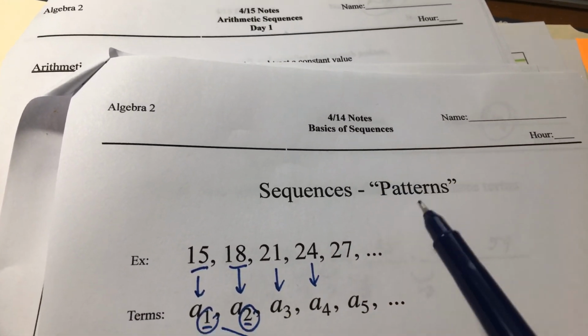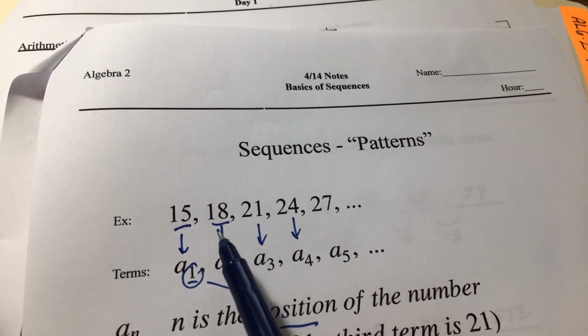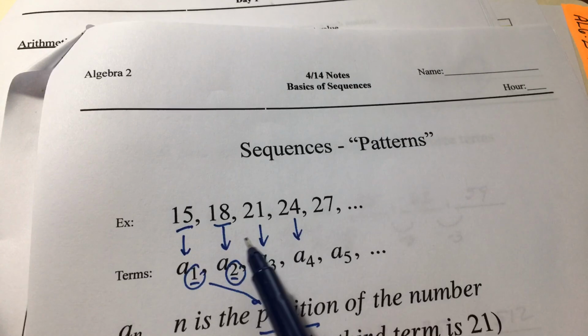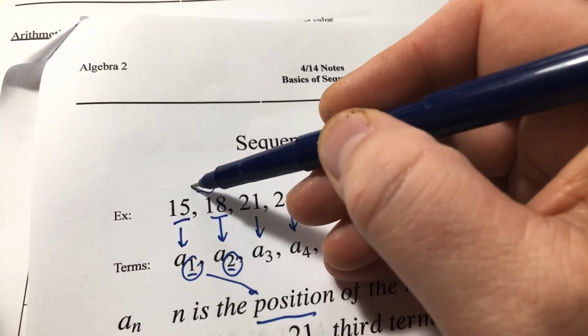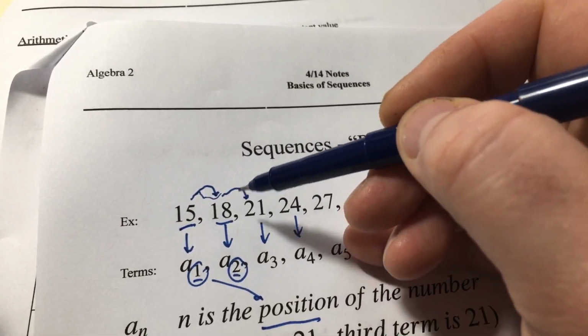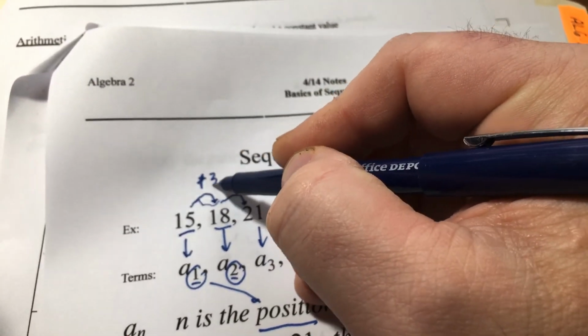Okay, these sequences, they're patterns. It's like a little game here. You got 15, 18, 21, 24, 27. And we look at that, and what you want to recognize is what do you do to go from one number to the next? What's the pattern that's established? And on this one, it's +3.